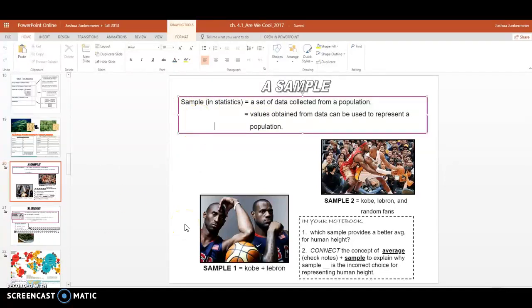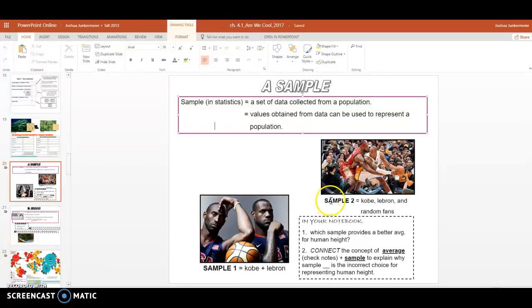Let's practice what sampling means. Here is sample 1. An example of sample 1 is, of all the NBA players, we only looked at 2 players in the NBA in this sample, Kobe and LeBron. So sample 1, we only chose 2 people to collect data from out of the whole population of NBA players. So our sample is of 2 people for the whole NBA.